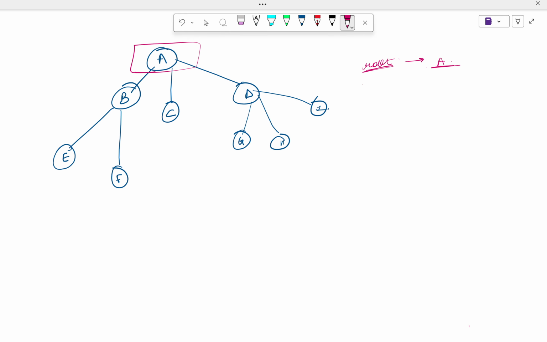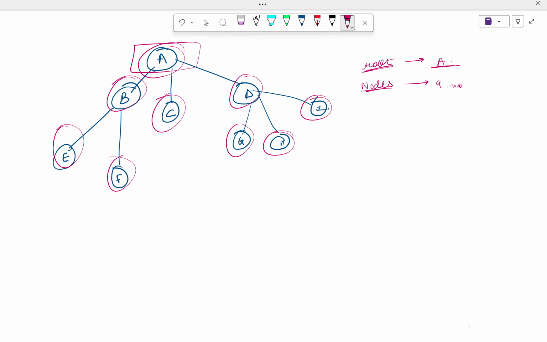So basically nodes. So all the points in a tree, 1, 2, 3, 4, 5, 6, 7, 8, and 9 are the number of nodes in the tree. So A, B, C, D, E, F, G, H, I, they are all the nodes of this particular tree. And now let's come to the type of nodes. There are two types of nodes. There are terminal nodes and there are non-terminal nodes.